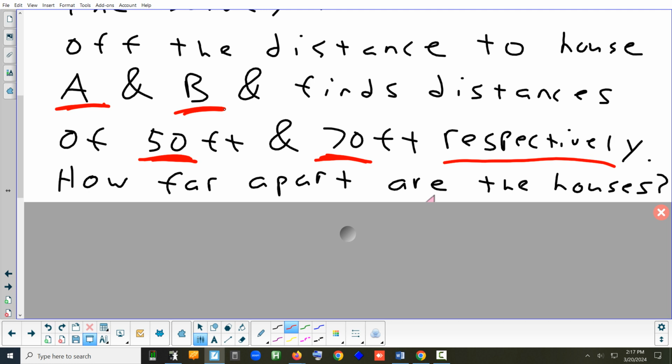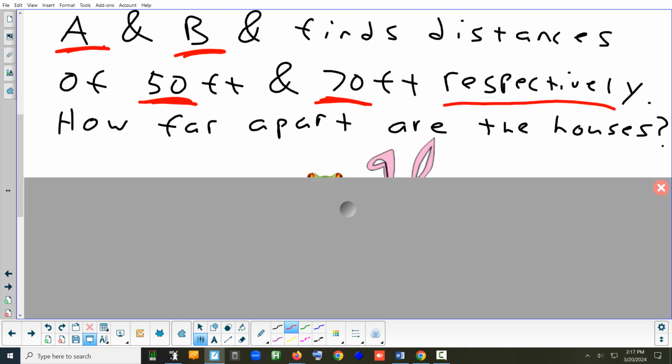Now, we've got these two houses. Again, maybe the houses are on the edge of a lake. We just want to find the distance between them. But the point is, there's something in the way. So it could be a lake, or there could be something else in the way.